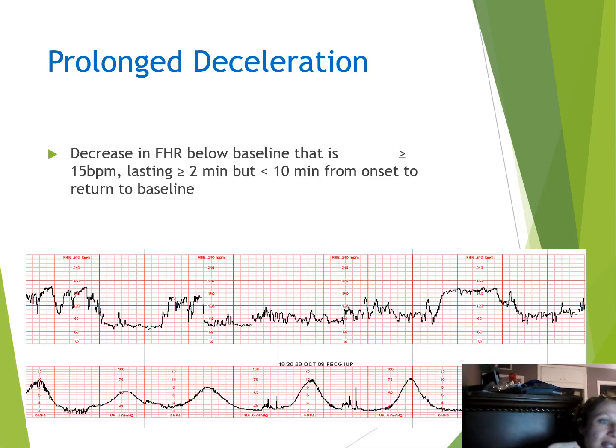So a prolonged deceleration, simple. It lasts longer than 2 minutes, okay? If it lasts longer than 10 minutes, what is it? It's a baseline change.